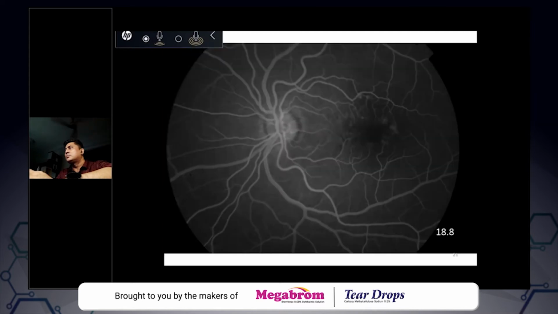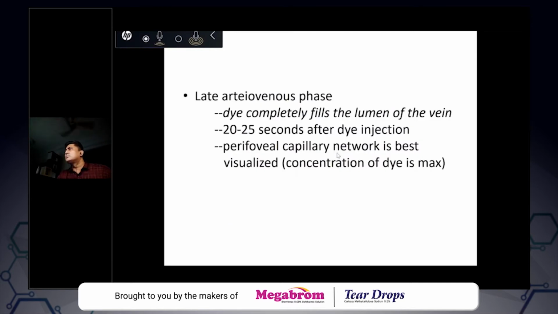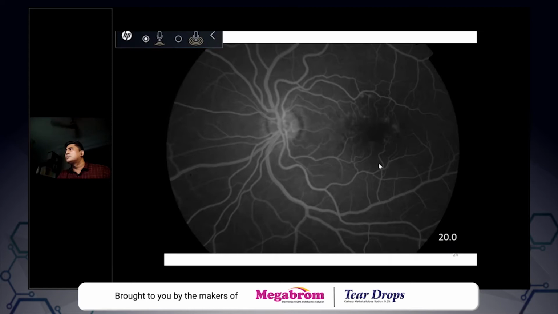Sometimes you will have two veins joining together, and you see sometimes a trilaminar flow through the veins. So in the late arteriovenous phase, dye completely fills the lumen of the vein, and it occurs around 25 seconds after the dye injection. It is at this stage you will see the perifoveal capillary network very well.